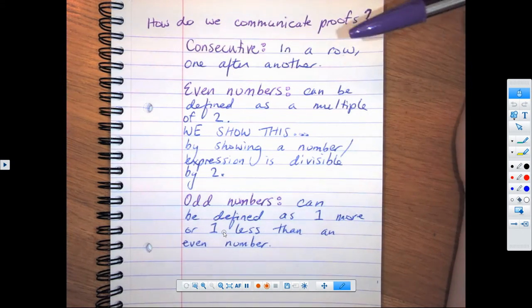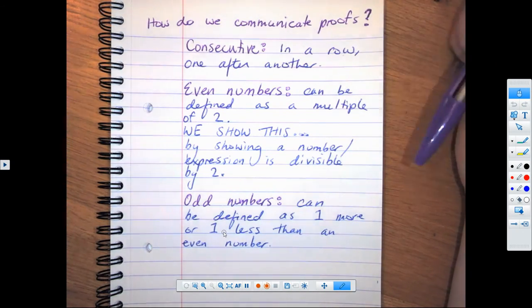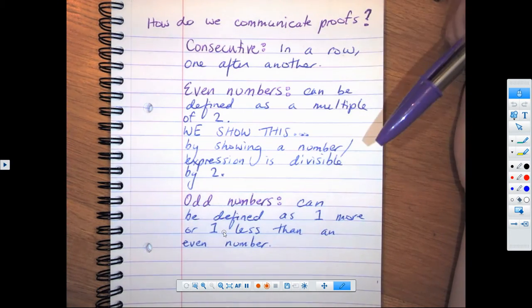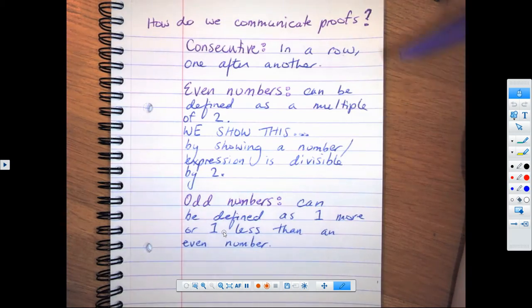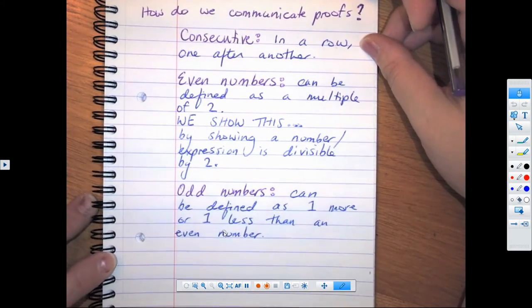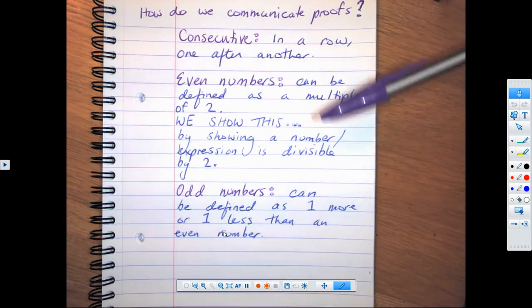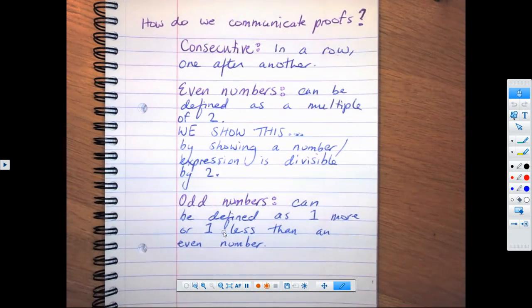Even numbers are numbers that are multiples of 2. That's one way we can define them. How we would show this is to show that a number or an expression can be divisible by 2. And finally, odd numbers, you need to know that they are defined as one more or one less than an even number. Okay, so can you take a moment and pause this because what we're going to do next is use these definitions in order to show you some important generalizations.